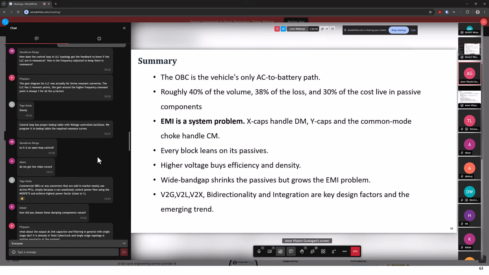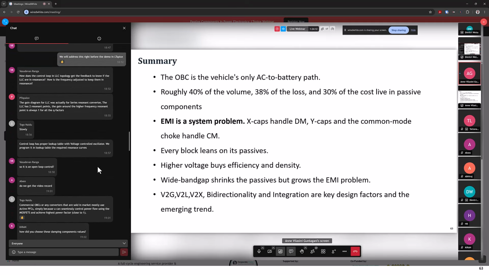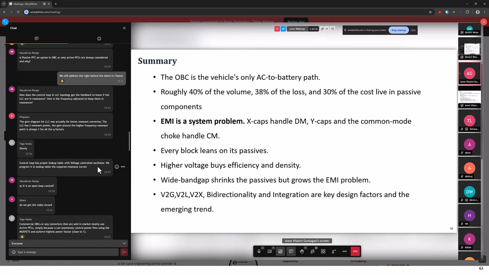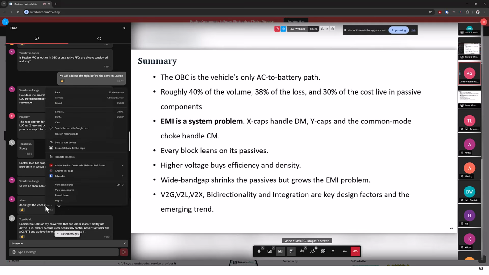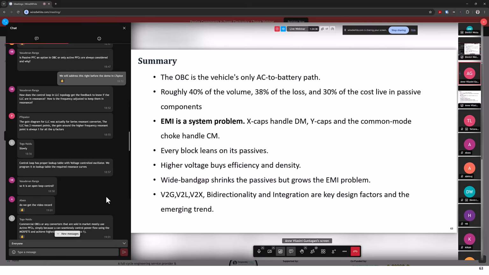It's fine. So it is an open loop control. No, LLC, what I spoke about is closed loop. So there's a feedback and it's controlled digitally with the controllers and then the frequency is set. So control lookup table with voltage control oscillator. Yeah, this is also an answer, I suppose, to the question before.